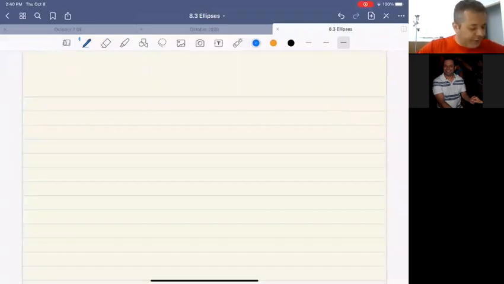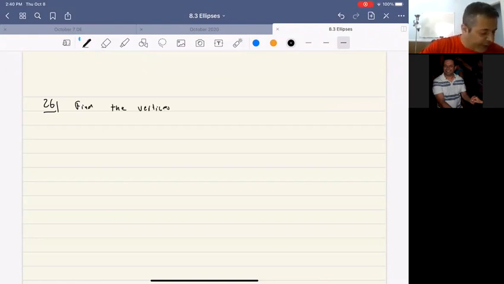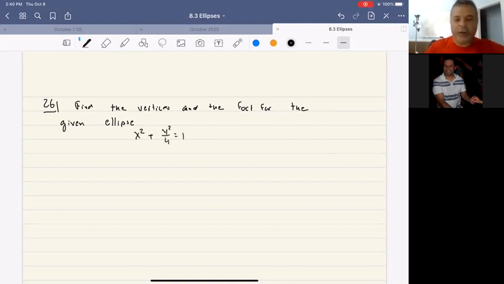All right, the next video, or the next problem, number 26, and it actually sort of inverts the process. It says find the vertices and the foci for the given ellipse. They give us x squared plus y squared over 4 equals 1.